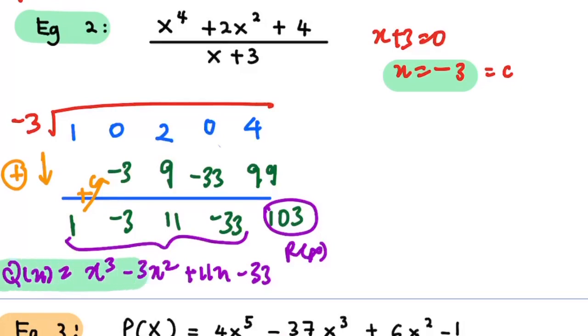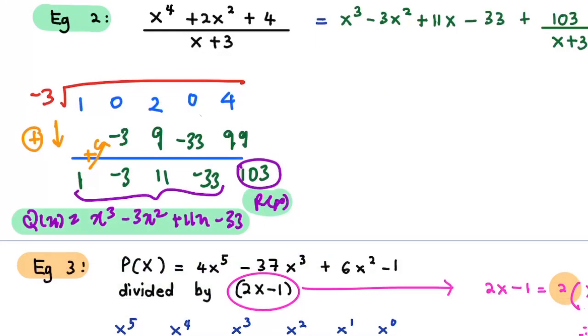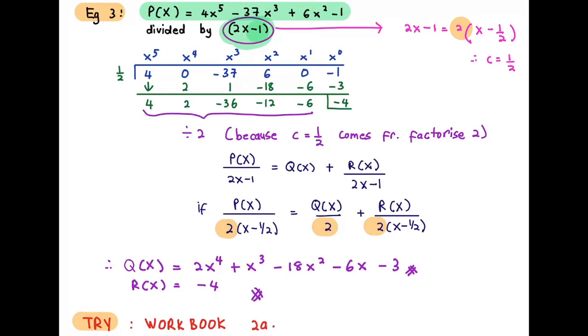So now let's write this quotient here and this remainder here in terms of the division algorithm. So now let's write the final answer. Your polynomial divided by divisor is equal to quotient plus remainder over divisor. Now let's go to the next example.